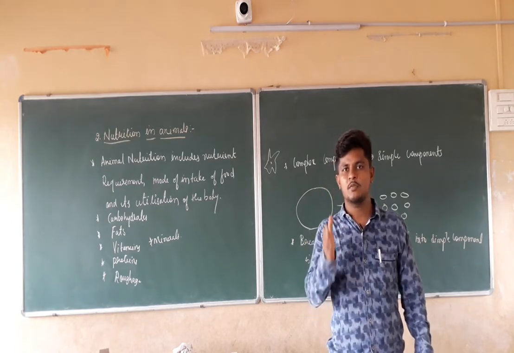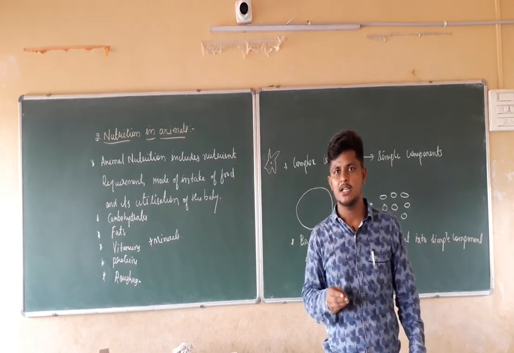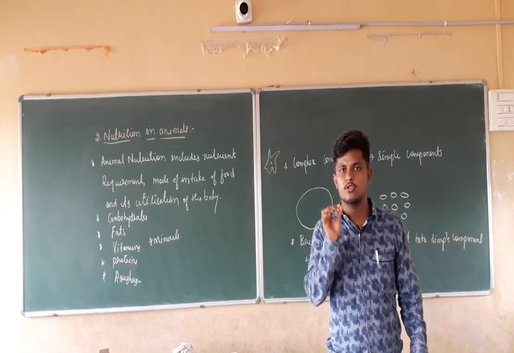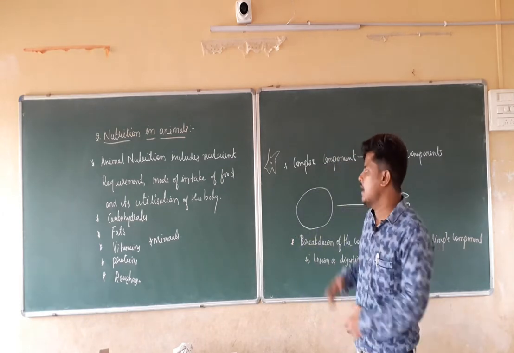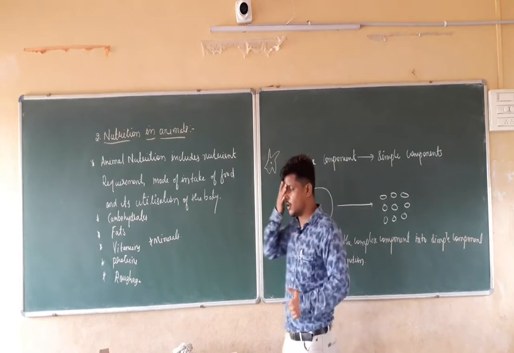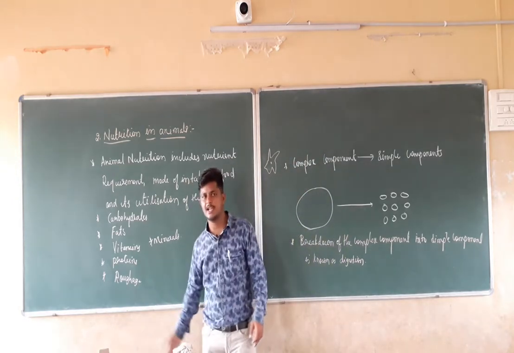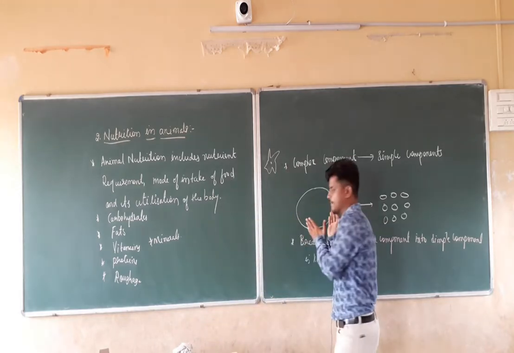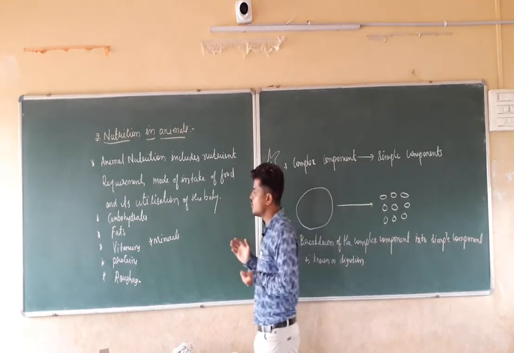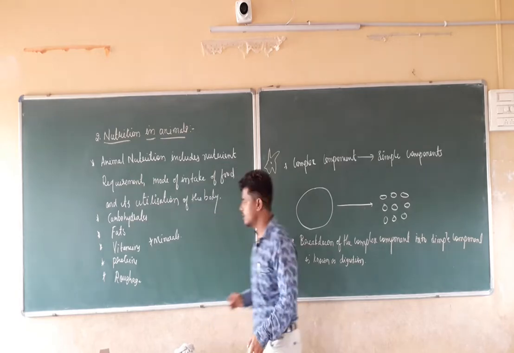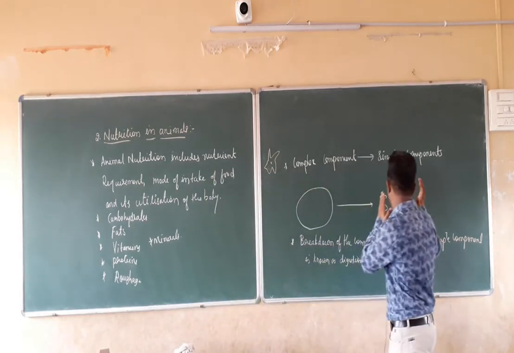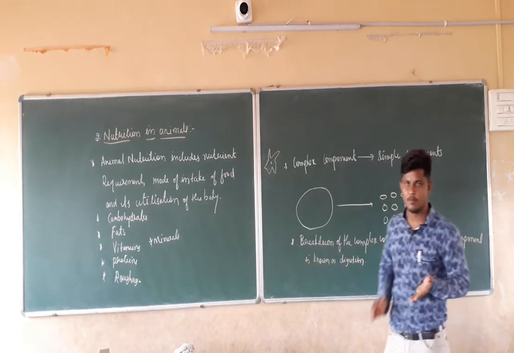In the same manner, we make smaller pieces of the chicken or mutton, so that we can intake those things. In the same manner, in our human body, it is not possible for the body to utilize all the nutrients in complex form, so the body should break down these complex components into smaller components.